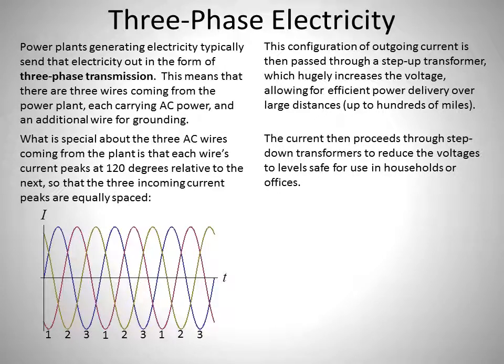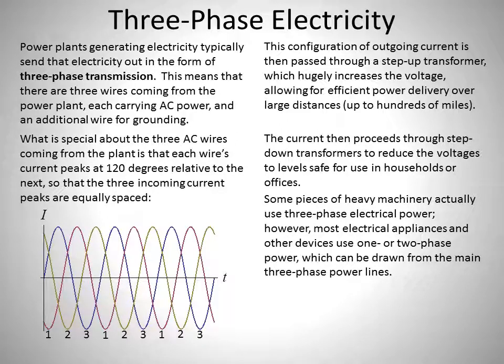Then at the other end, we go backwards. We use a step-down transformer, which converts the voltage from the very high voltage levels down to the 120 volt RMS that we're used to seeing in our houses or offices.